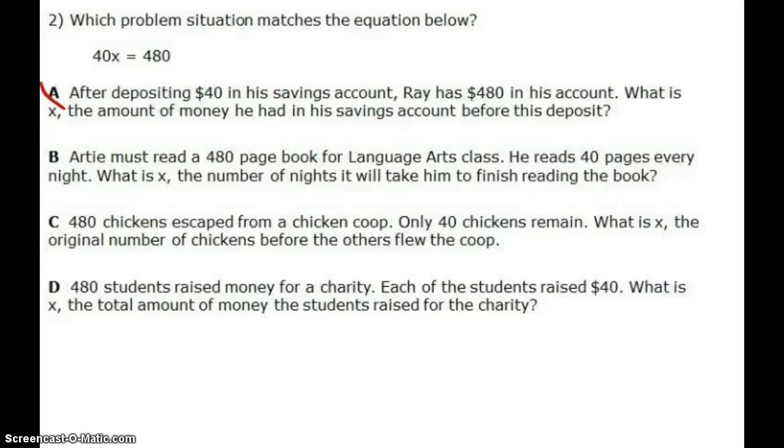Artie must read a 480-page book for language arts. So the total number of pages that he needs to read is 480. So 480 total pages. He reads 40 pages every night. So 40 pages per night.